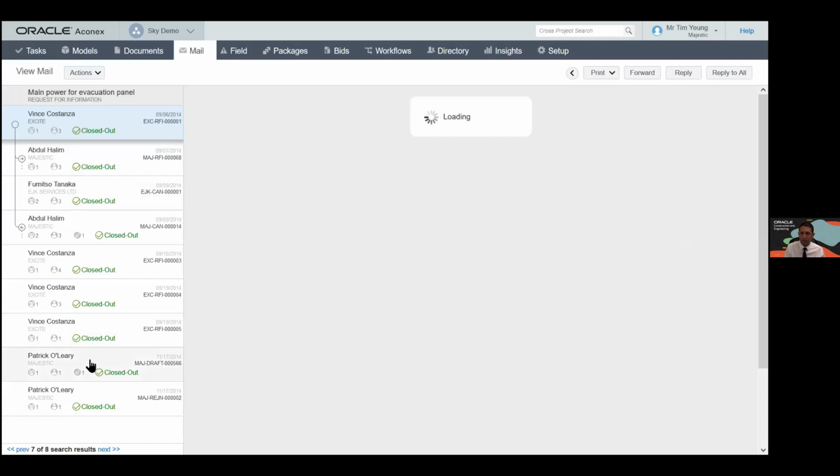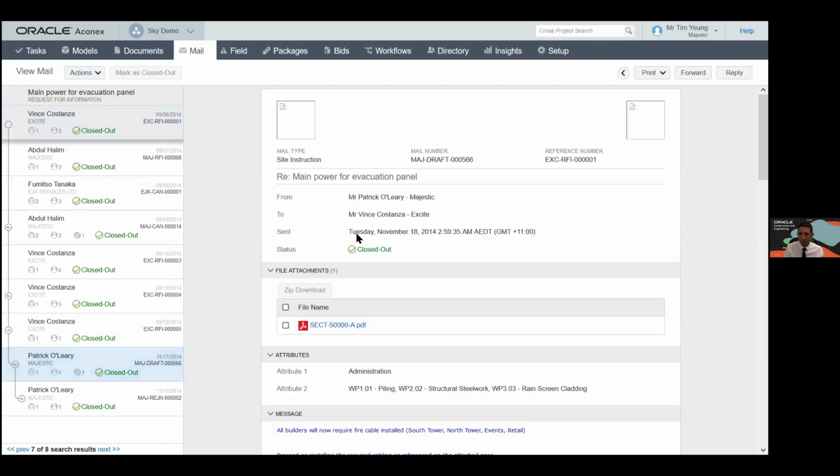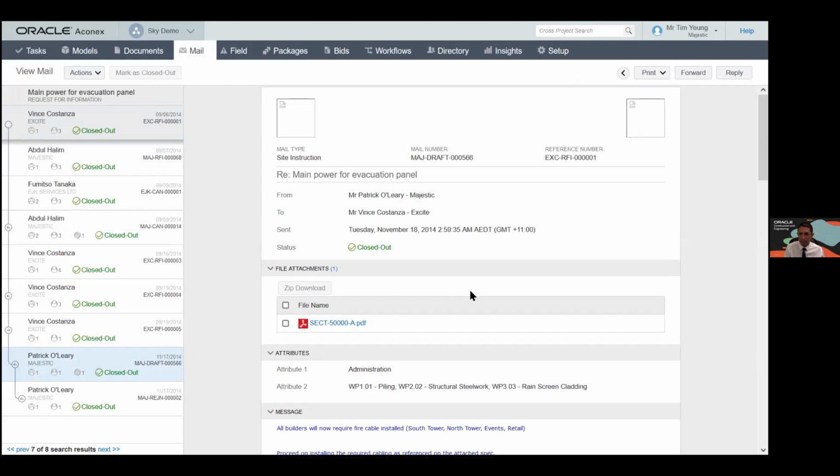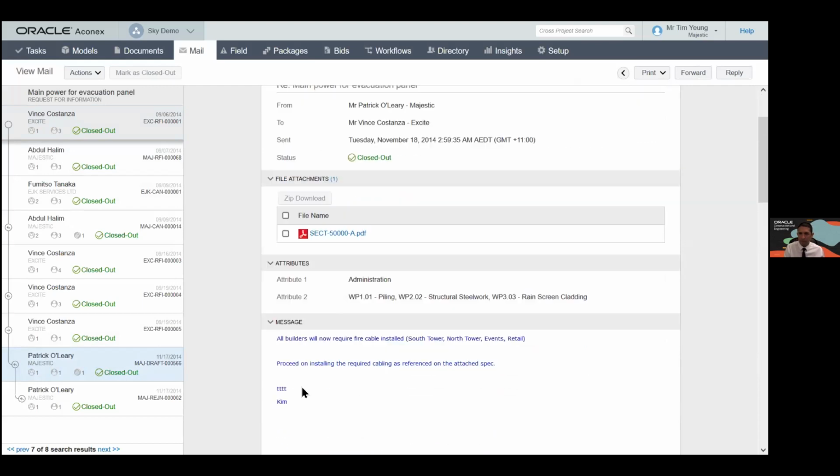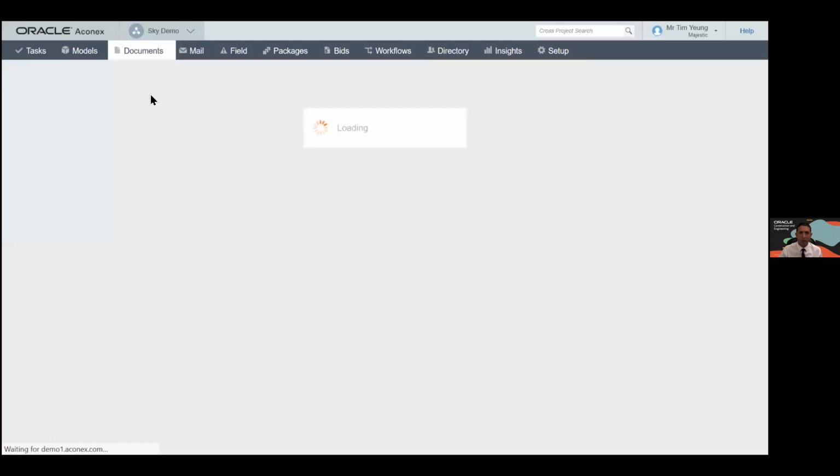And more importantly, we can see what did we actually agree. So Mr. Patrick O'Leary is my senior project manager. He agreed to this, and now the instruction has been issued that all builders will now be required to fiber install. And when you consider this is a document that is almost now 6 years old, you're able to keep history of the project decisions, project recommendations, all the VOs, variations orders that were approved, and you can easily go back to the system and get that data from the system.